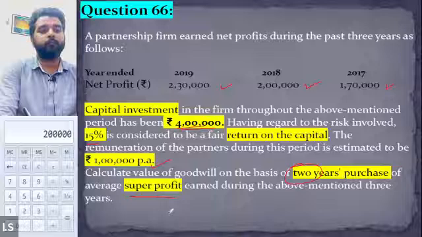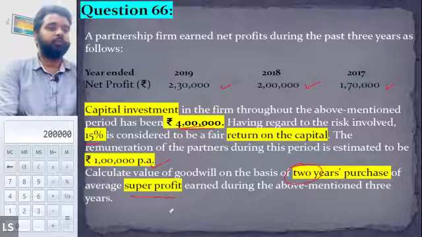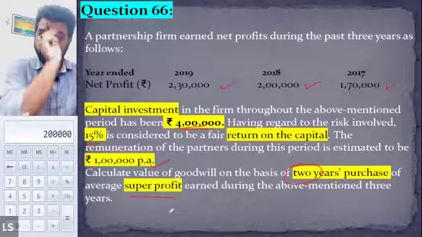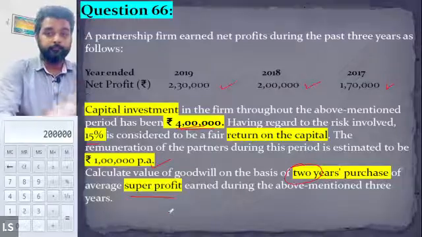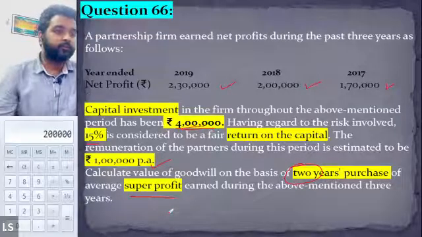Sir, in this question, we have to find the average profit, right? Yes, we will have to find out the average profit of the last 3 years by dividing by 3. Adding the profit of the last 3 years and dividing it by 3, we will get the average profit.